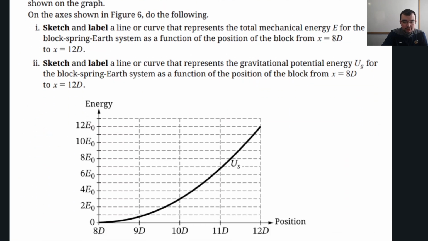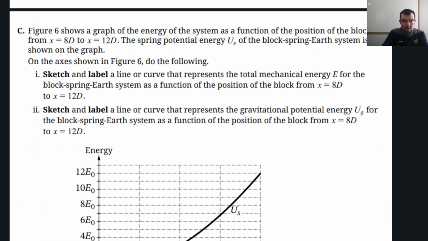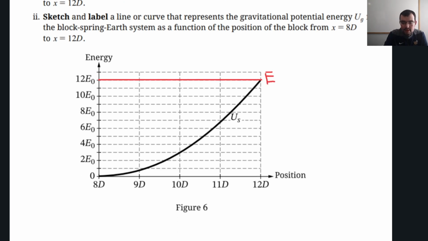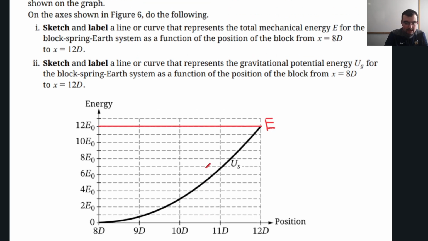Then we want to do this interesting graph. So we have to graph two things. First, sketch a line or curve that represents the total energy of the system from 8D to 12D. And we can do that first. That's quite easy. We said our total energy budget is 12E0. So that is going to be my total energy E.